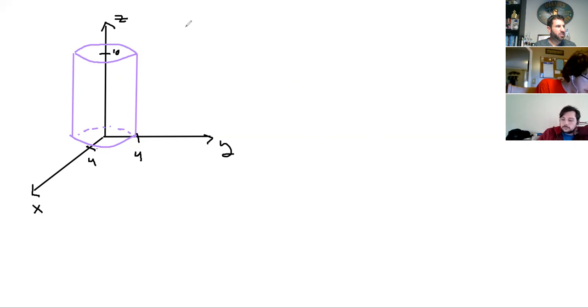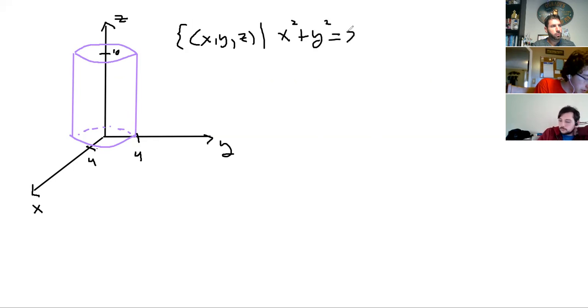So what is this cylinder here? This is the set of all x, y, z, excuse me, such that x squared plus y squared equals 2, because 2 squared would be 4. And then z ranges between 0 and 10. Now, does anybody have a question about this description?